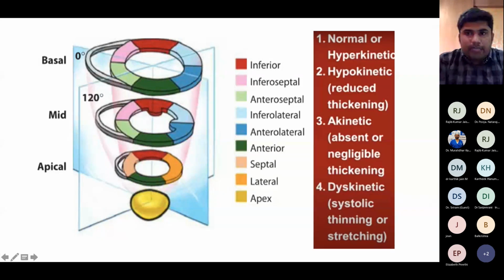If the thickening is lesser than that and there is reduced endocardial excursion, then it is called a hypokinetic segment. If there is no movement at all, or endocardial excursion is not there and there is no thickening, then it is called an akinetic segment. If the segment is thinned out and it is moving away from the center, then it is called a dyskinetic segment.